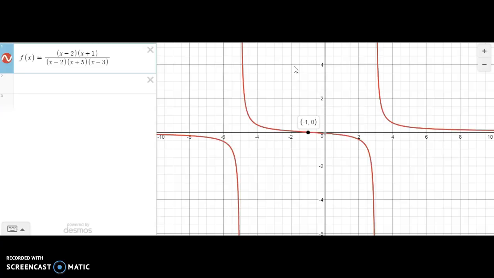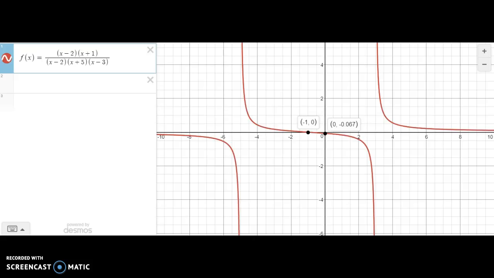Then you're going to find your y-intercept, which is the point at which the function touches the y-axis. And so you're just going to look where it touches or crosses the y-axis. And in this case it's right here at 0, -0.067.